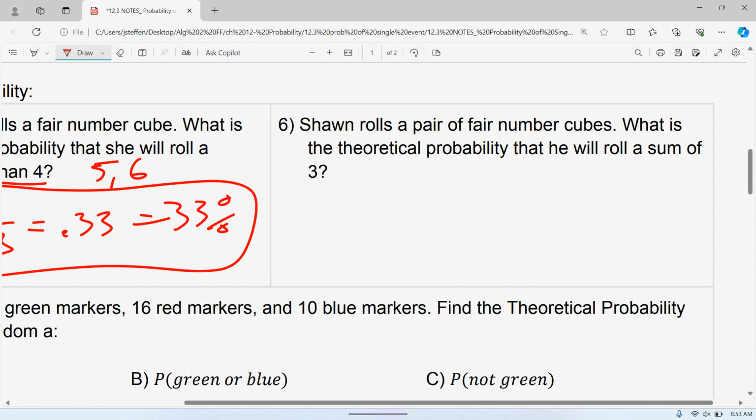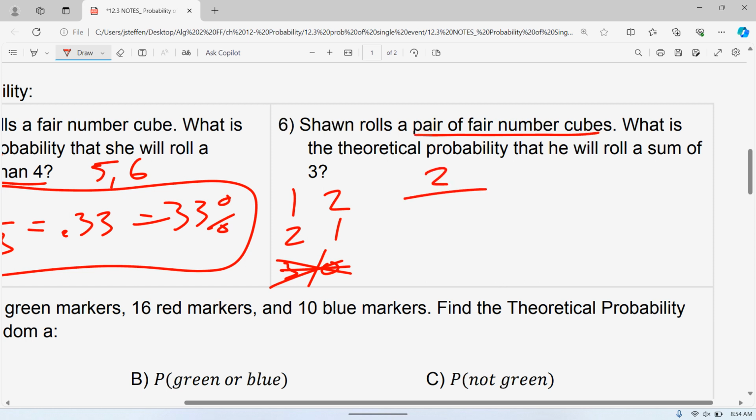Shaw rolls a pair of fair number cubes, so a pair of dice. What's the theoretical probability that the sum will be 3? And again, we did this the other day, but the way I personally do this is I just think about what numbers add up to be 3. So I start with 1, so you can roll a 1 and a 2. And I go to 2, you can roll a 2 and a 1. Then I go to 3, you cannot roll a 3 and a 0. That doesn't make sense. So those are the only 2 options. Those are the only 2 that add up to be 3. So there's 2 that add up to be 3.